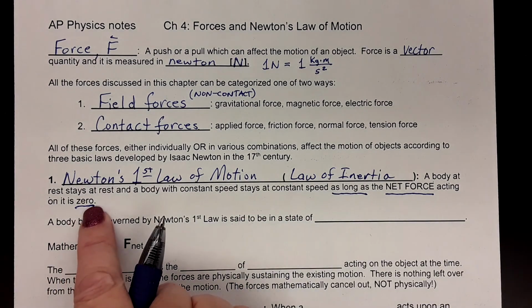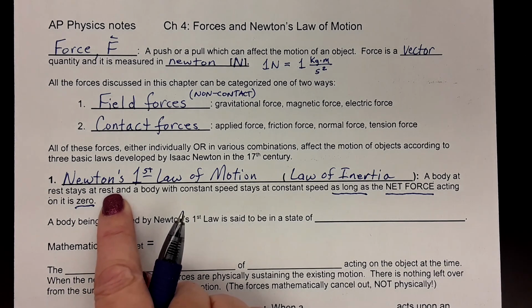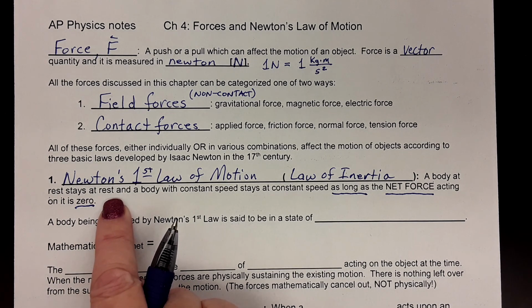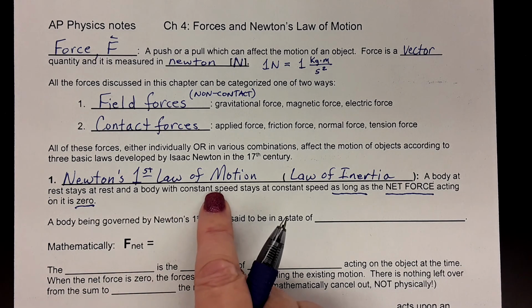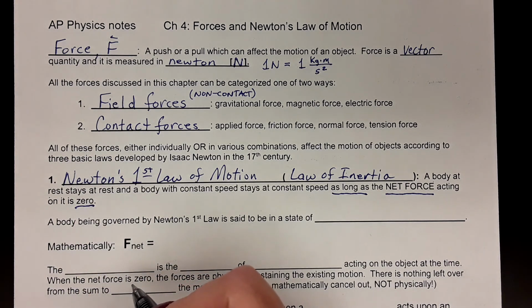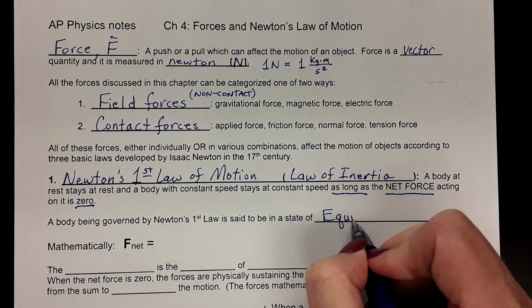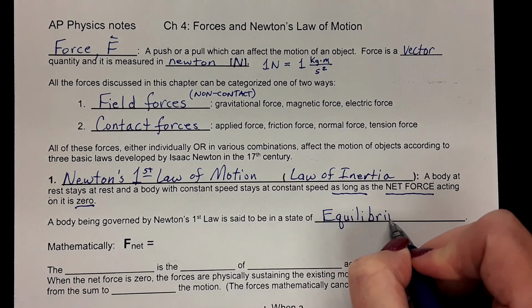And if the net force is zero, then the body that's at rest will stay at rest because there's nothing to overcome the inertia. The net force is zero. There's nothing to change it. If the body is moving at constant speed, it will maintain constant speed, because the net force is zero, there's nothing to change the motion. There's nothing to overcome the inertia. So, basically, we're saying that the object is in a state of equilibrium. All the forces balance out to a value of zero.